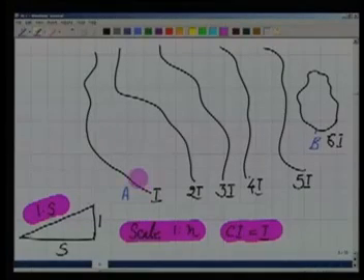Well, we want to start from A and we want to reach B by following a contour gradient. So the idea is very simple here. What we want to do is jump from one contour to the other contour, and the jump from one contour to the other contour is always equal to I in vertical.